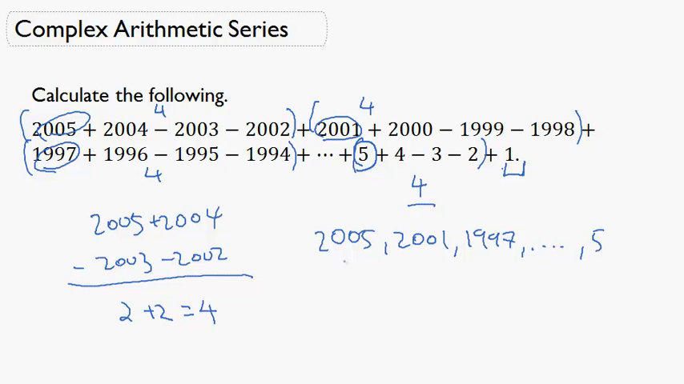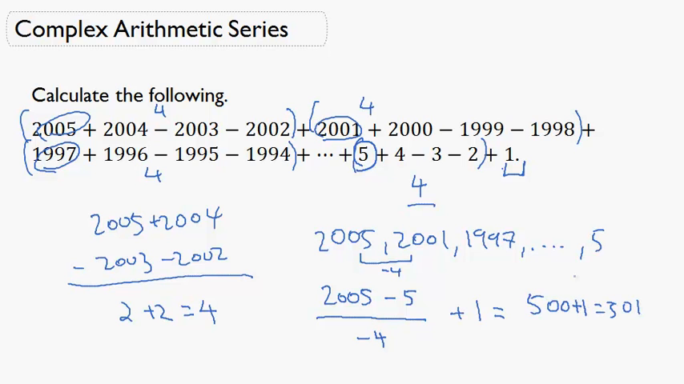So the number of first terms is just 2005 minus 5 divided by minus 4, plus 1. Here the common difference is actually minus 4. And the answer to this is equal to 500 plus 1, which is 501. So there's a total of 501 of these little groups. So that means the final answer is 501 times 4 plus 1, which is equal to 2005.